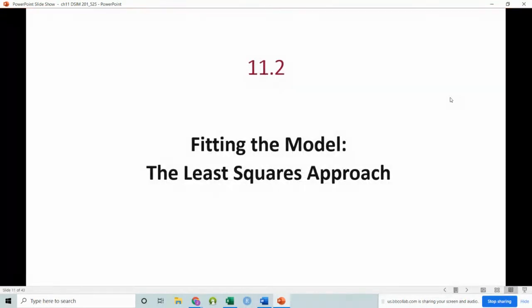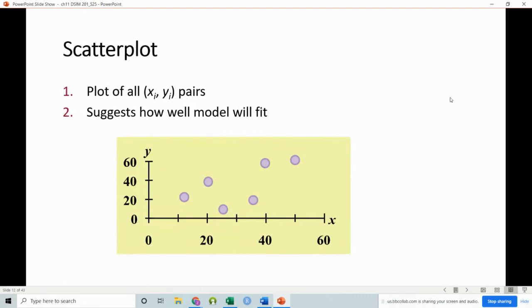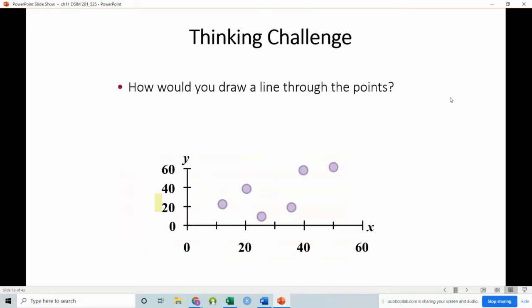So now let's talk about actually fitting the model. We will use something called the ordinary least squares approach, or OLS. Let's say we have some data that we plot on a scatter plot. Our goal will be to find the line that fits the data the best. This data looks relatively linear, so I think it should fit. But what line actually? How would you draw a line through all the points? And how do you determine which line actually has the best fit?